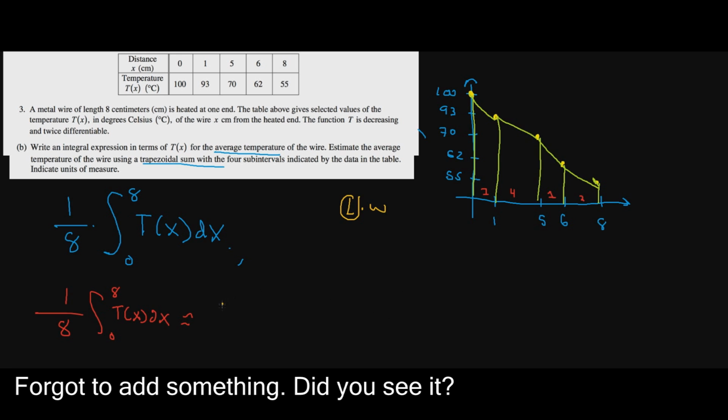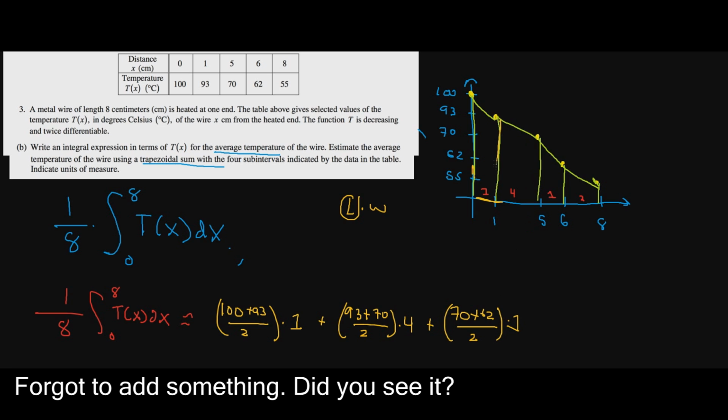So, nonetheless, we get 100 plus 93 divided by 2 multiplied by 1, which is your width, right? There's the width right there. We took into account the 2 lengths, and we'll do the same thing, which is 93 plus 70 divided by 2, multiplied by 4, plus 70 plus 62 divided by 2 multiplied by 1.